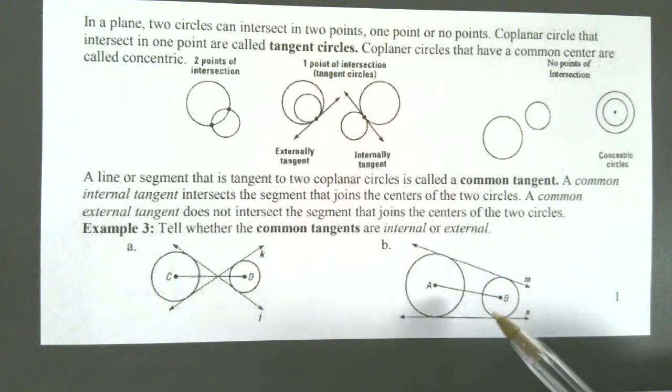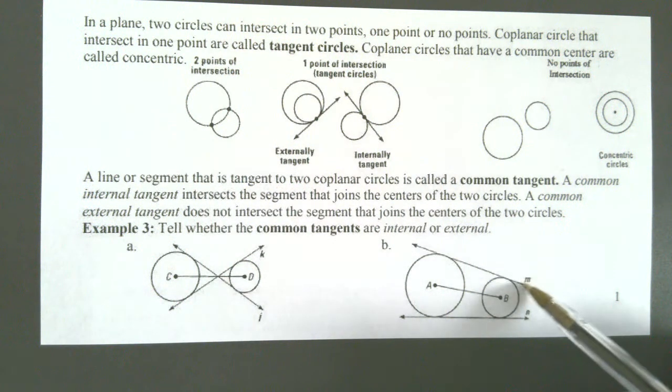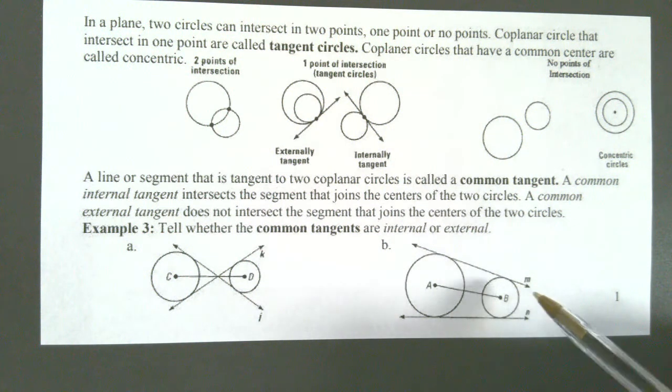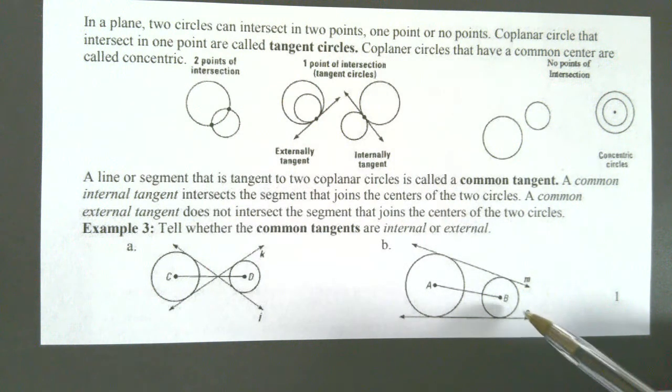If you look over at picture B, line M, you see how it stays outside of the circles? Everybody see that? So line M would be considered an external tangent.